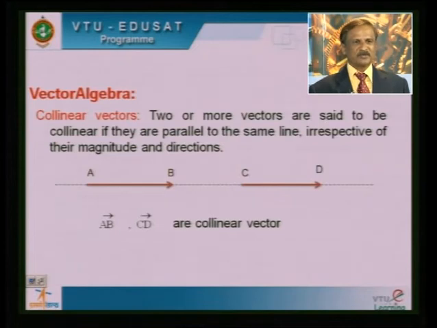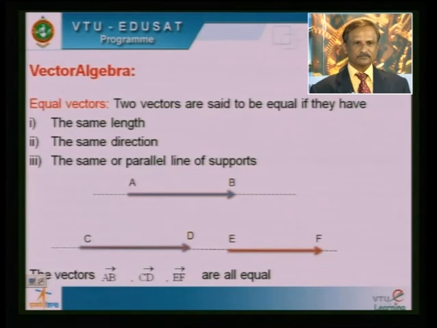Now, in a similar way, you can define collinear vectors. Sometimes we will give two vectors and ask you to prove that they are collinear, so we should know the definition. Two or more vectors are said to be collinear if they are parallel to the same line, irrespective of their magnitude and direction. For example, AB is one vector and CD is another vector. These two vectors satisfy the above definition, therefore AB and CD are collinear vectors. In a similar way, you can write down a few more vectors on the same infinite line. All of these vectors may be collinear.